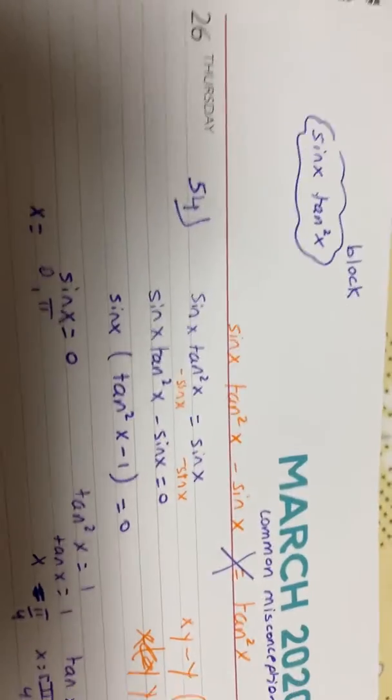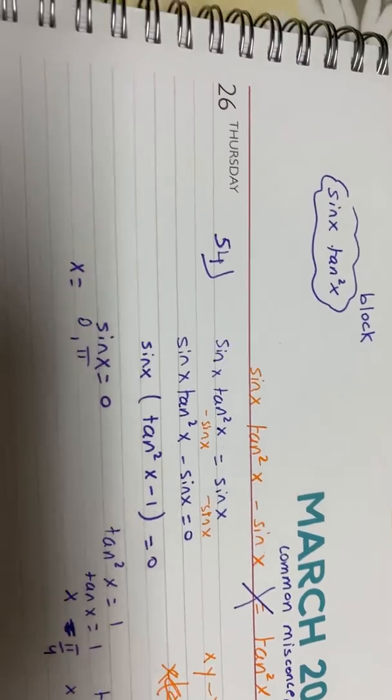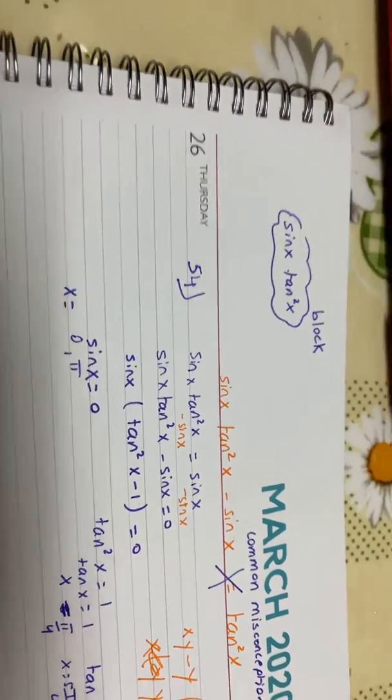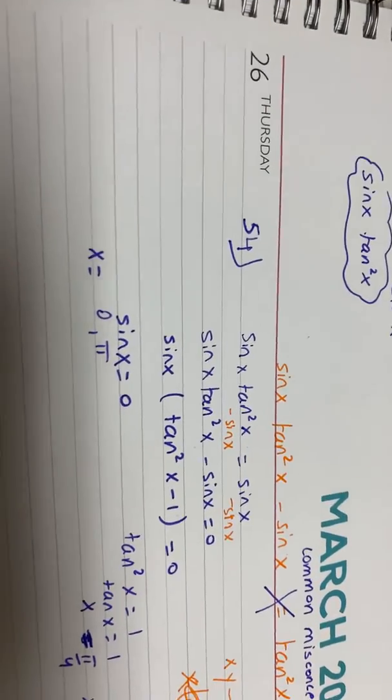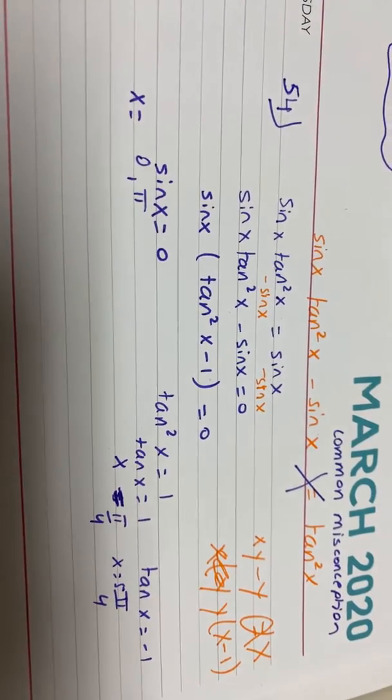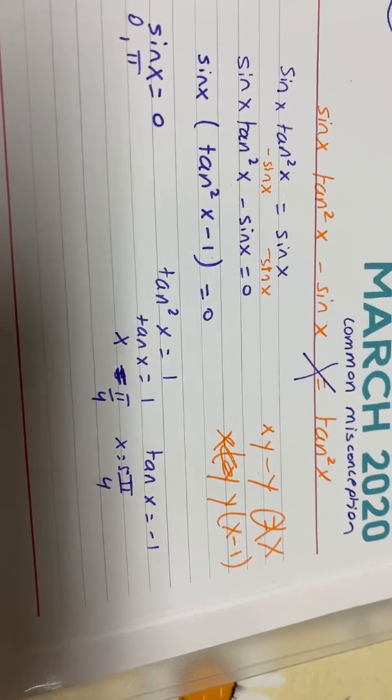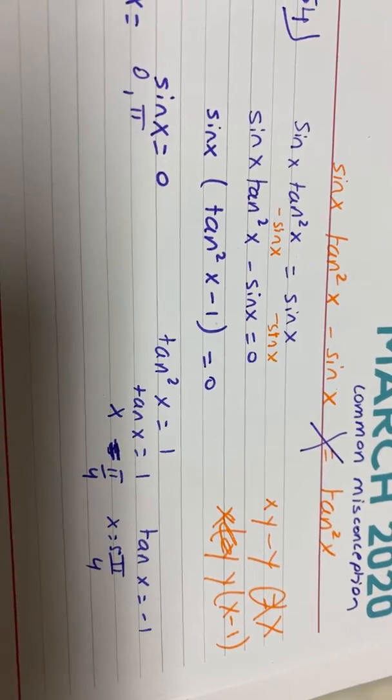Okay, so if you look right here, we factored out the sine. Sine equals 0, so x equals 0 or pi. For those angles, the sine is 0. Tan squared equals 1, so tan equals 1 or negative 1, and this happens on pi over 4 and 5 pi over 4.